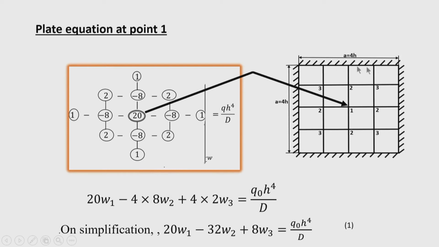Because of symmetry, if this is the center point, it is numbered as 1. You can see these are the points of symmetry, 2, 2, 2 and 2, so the W values are equal. These are also symmetry points, 3, 3 and here 3 and 3. Other nodal points are falling on the edges, in which deflections are 0, so I have not numbered them. Naturally, they will be substituted as 0 value.